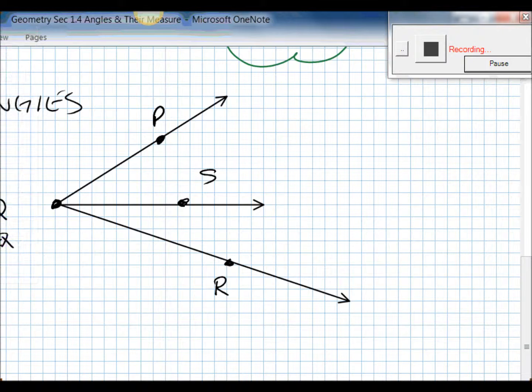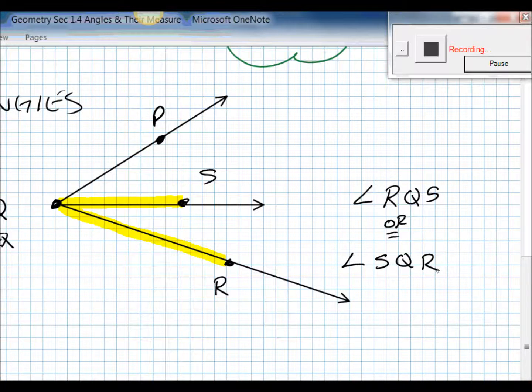All right, I'm going to highlight an angle, and I would like you to name it for me. What would that angle be named? Write it down. Okay, who thinks they know how to say it? Yes, what would it be? Angle RQS. That'd be angle RQS. Or, is there another way we could name it? Angle SQR.